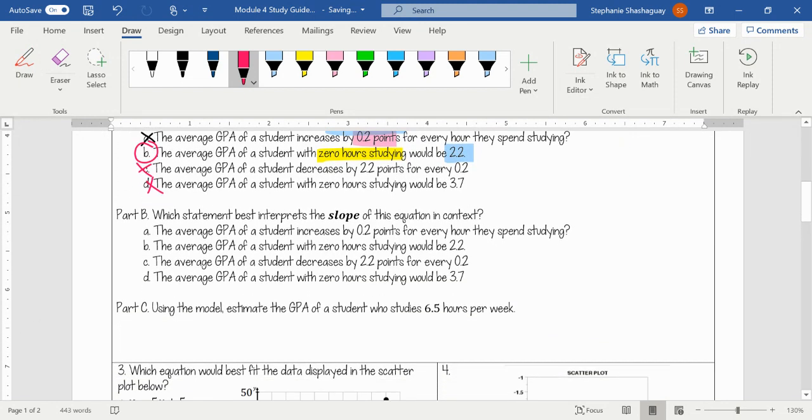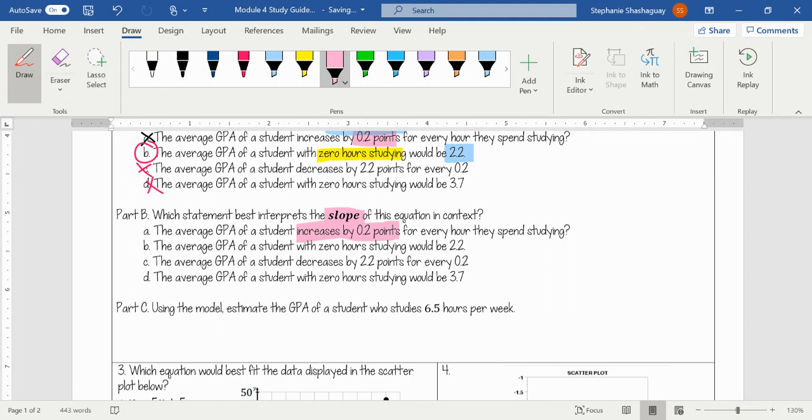In part B, it says which statement best interprets the slope of the equation in context. Well, we have already identified the slope to be 0.2. So we're going to look for our answer choices where it talks about the rate of change being 0.2. So the average GPA of a student increases by 0.2 points every hour they spend studying. So far, that one looks pretty good.